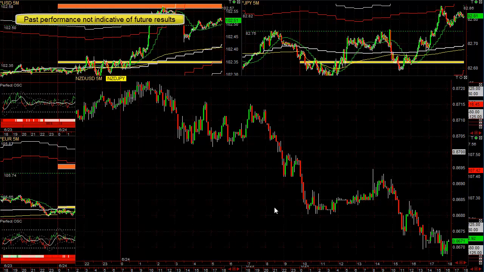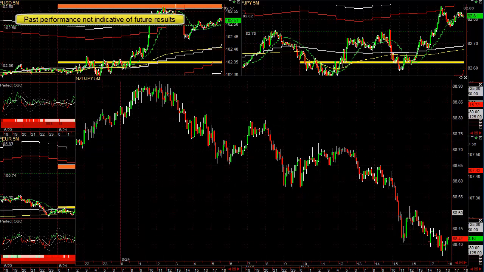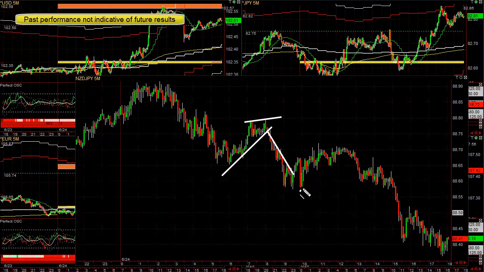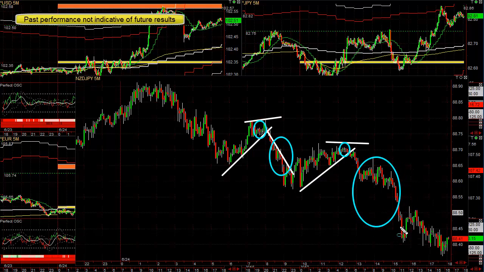Here's the New Zealand yen. And again, weak New Zealand, strong yen. You look to sell the pullbacks. This is your risk. This is your reward. Risk. You're never going to catch every pip, but somewhere in this area would be probably 4 or 5 times bigger profit than what your risk is. And that's the key to trading.